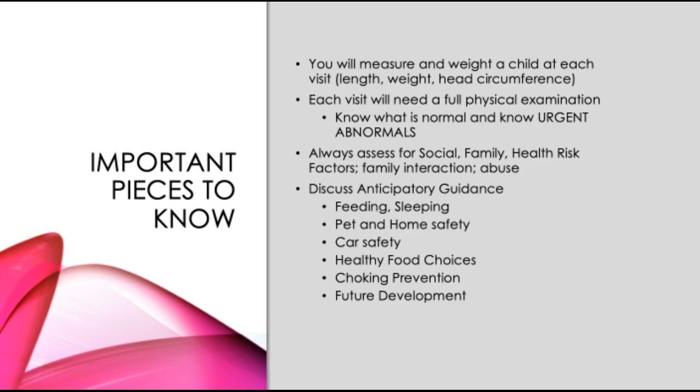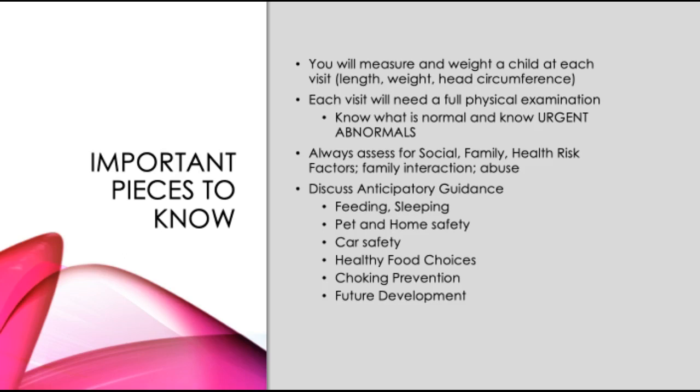If you try to memorize all of the abnormals that there could possibly be, you're going to be overwhelmed. So the best thing you can do is know what is normal, and then know what the urgent abnormals are. If you have an urgent abnormal, that is something that you should not miss. It's called a no-miss on the boards examination. So there are certain questions with that. Those are typically the ones that you refer out, so know the different things that you need to refer out for.